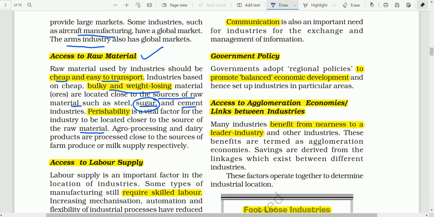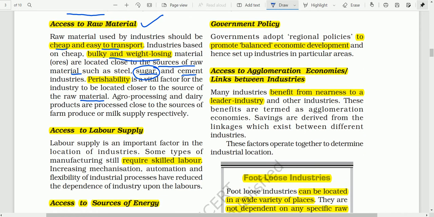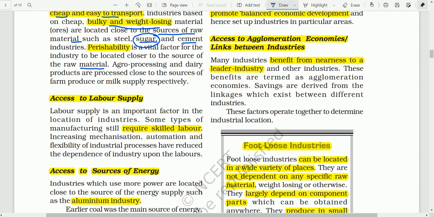Likewise, this dairy farming also. Dairy farming is located nearby the marketplace, because this is also a highly perishable product. Next, we have access to labor supply. Labor supply is an important factor in the location of industry. Some types of manufacturing still require skilled labor.